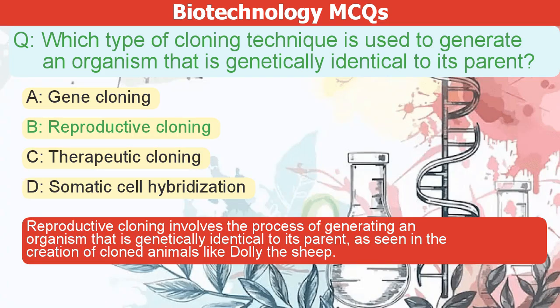Reproductive cloning involves the process of generating an organism that is genetically identical to its parent, as seen in the creation of cloned animals like Dolly the sheep.